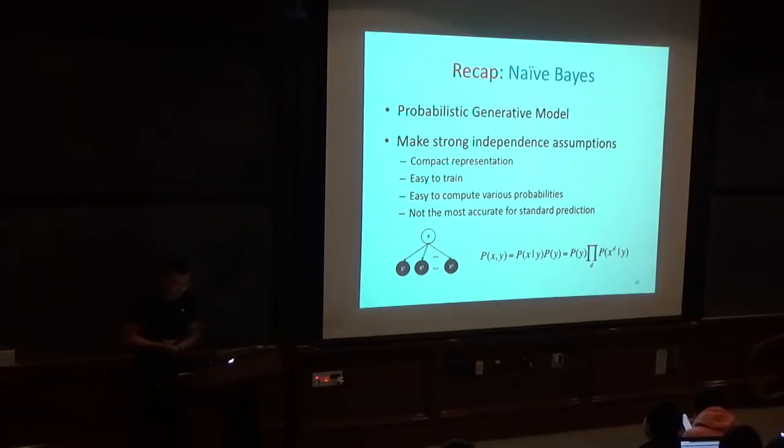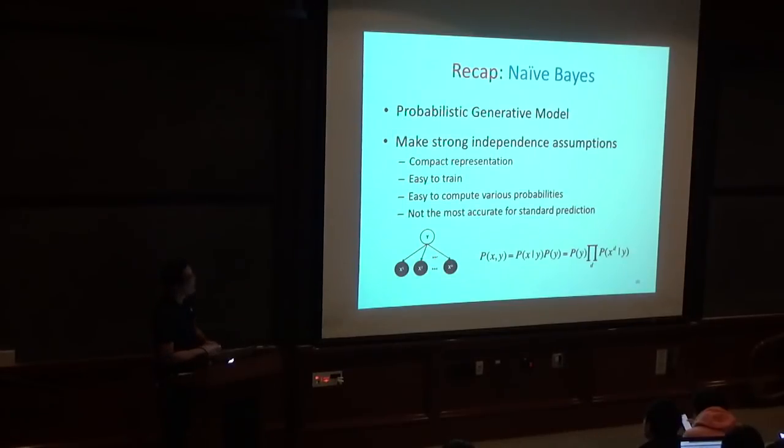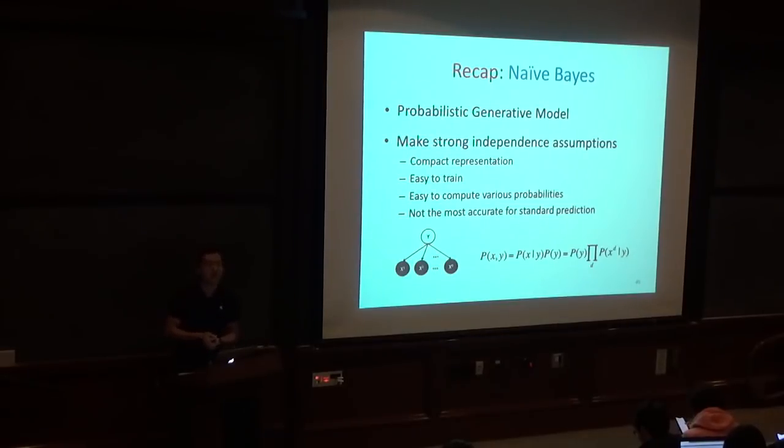Okay, so to recap, naive Bayes is a probabilistic generative model. We make very strong independence assumptions in this model in order to get a compact representation that's easy to train. Like any generative model, we can use it to compute various probabilities. Of course, it's not the most accurate because it makes such strong assumptions about how the data is generated.